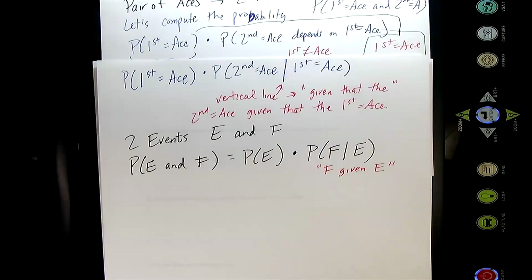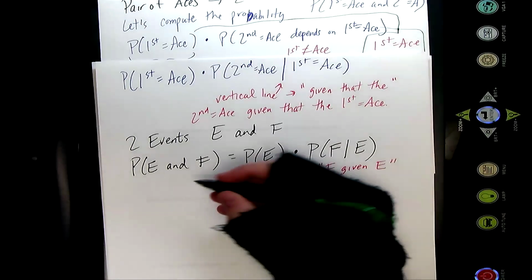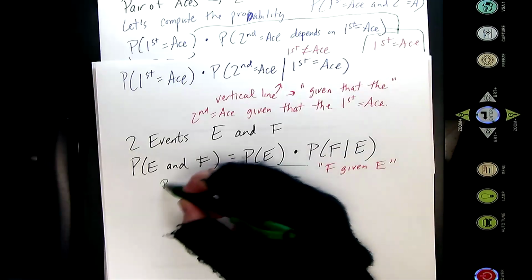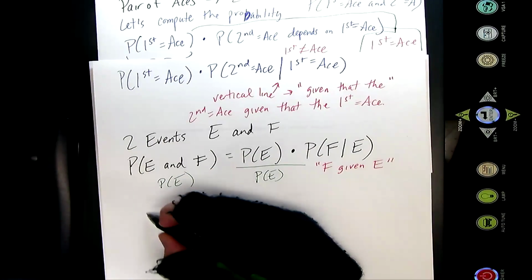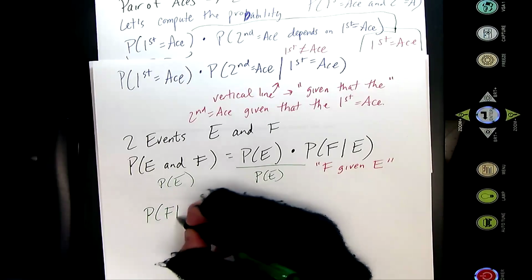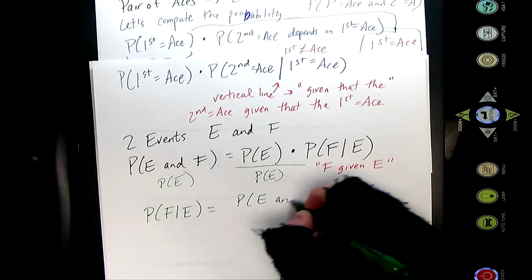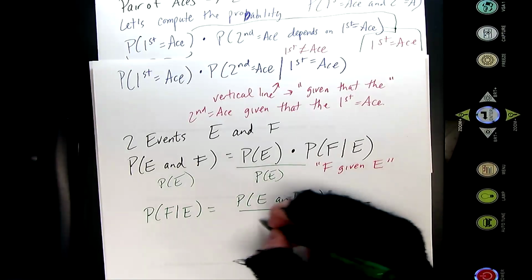And if I solve for the probability of F given E, if I divide both sides by P of E, I get the probability of F given E equals the probability of E and F over the probability of E.